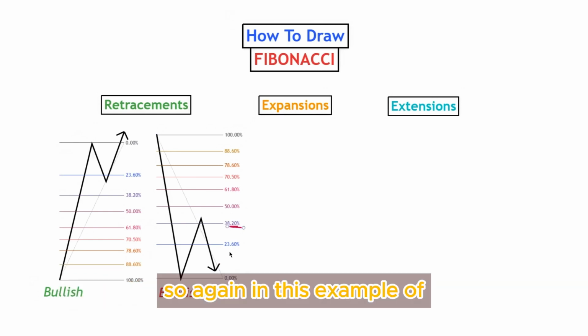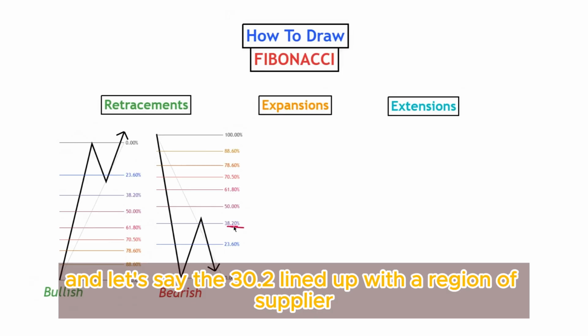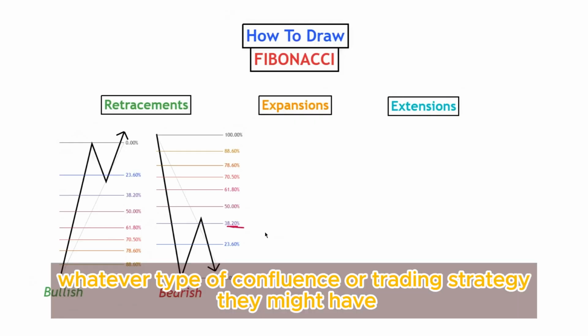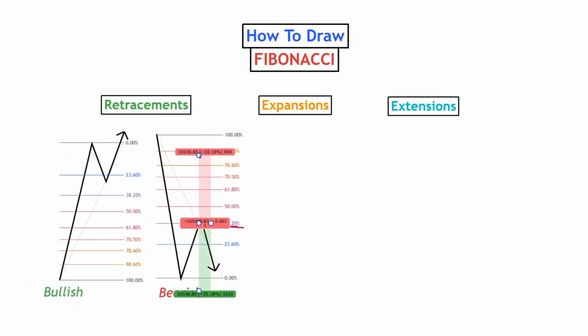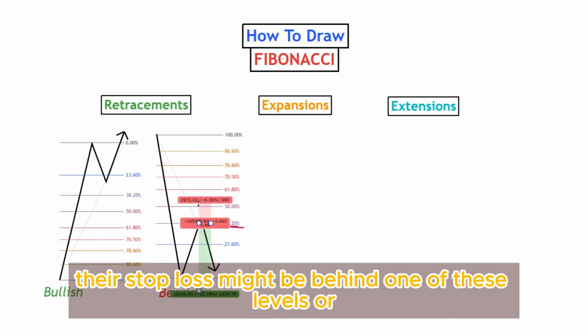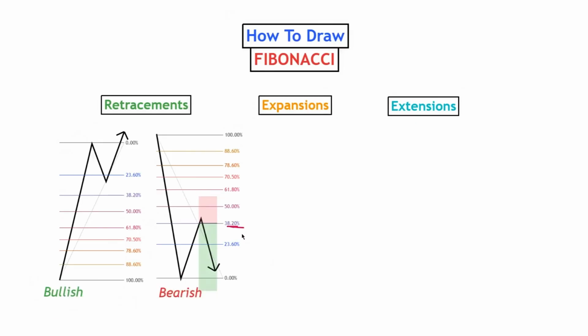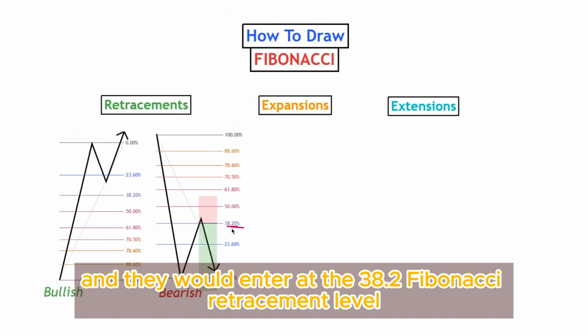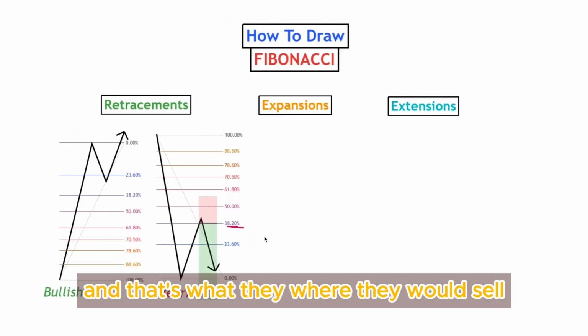And so in this example, we see that price actually reached and retraced to the 38.2 level before it continued downwards again. So again, in this example, if we had a trader who did their analysis, and let's say the 38.2 lined up with a region of supply or whatever type of confluence or trading strategy they might have, well then they would have their entry point right here. Their stop loss might be behind one of these levels or higher, depending on what their trading style is. And they would enter at the 38.2 Fibonacci retracement level. And that's where they would sell.